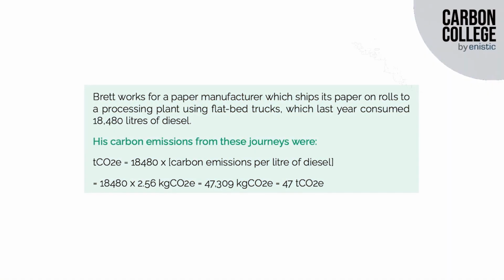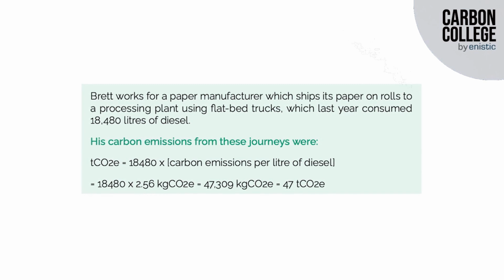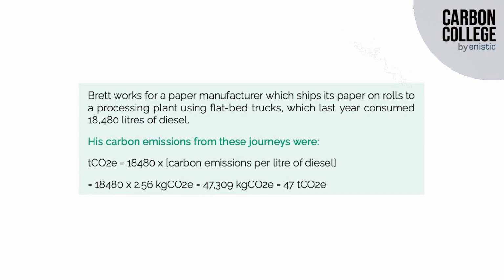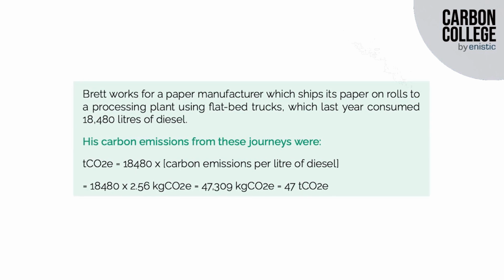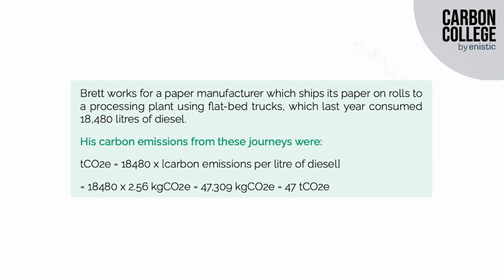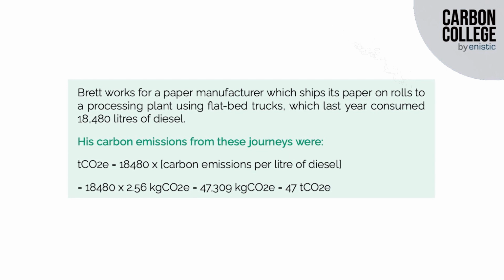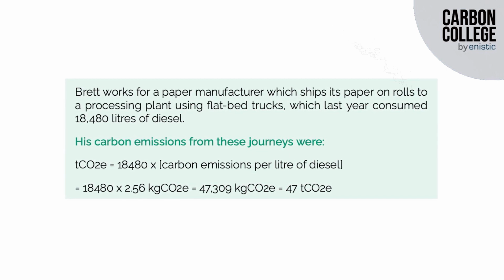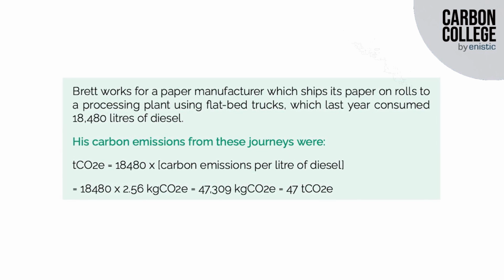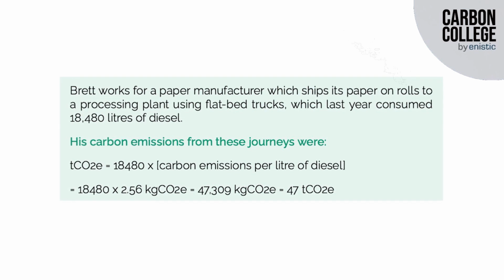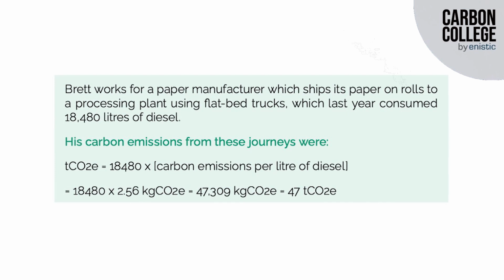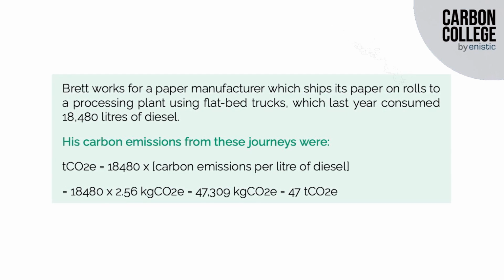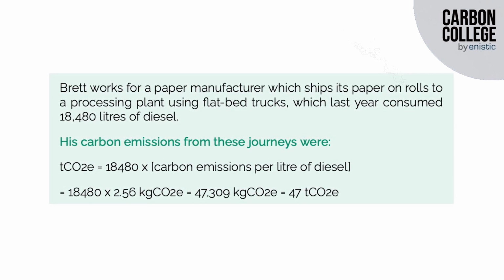In the book, I give an example where a company used 18,480 litres of diesel over the course of a month. To figure out the emissions, we take how much carbon is emitted per litre of diesel, which in the UK in 2023 is 2.56 kilograms of CO2e. Don't forget the E, that's the equivalent factor. Multiply 18,480 by 2.56 and you get 47 tonnes of CO2. It's as easy as that.